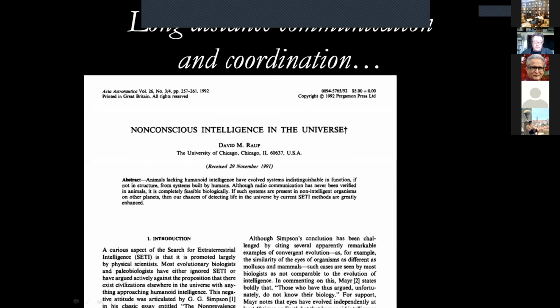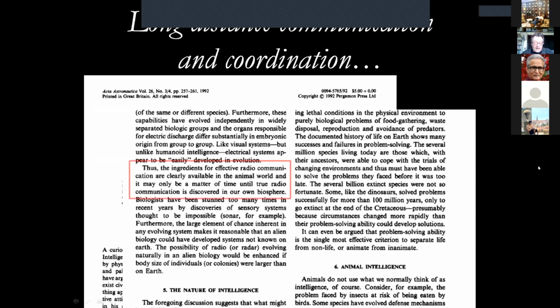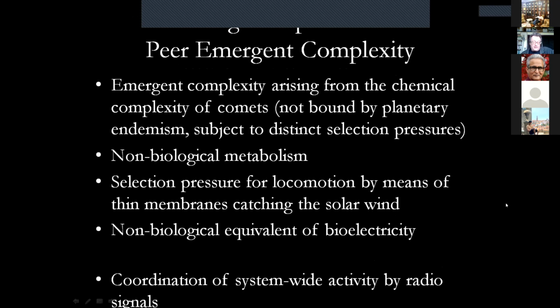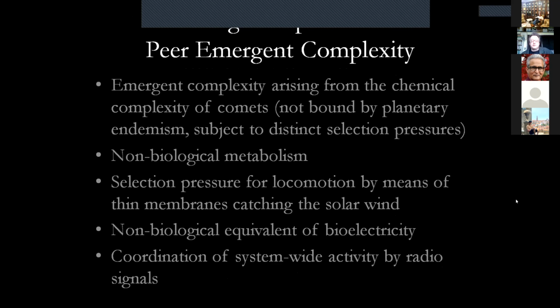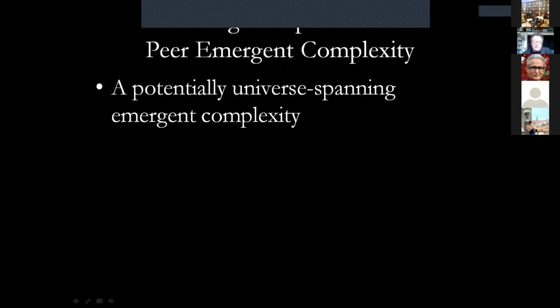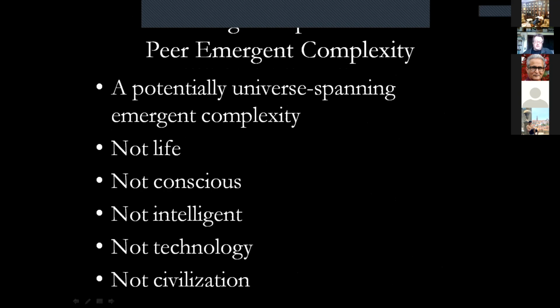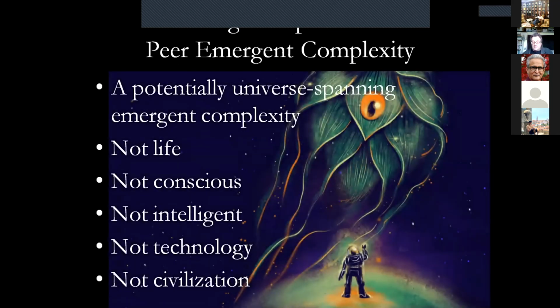And one more item here, from an interesting, widely cited paper by David Ropp in 1992, where he noted that he thought it was pretty much inevitable that we would eventually discover radio communication in our own terrestrial biosphere. We know bioelectricity is fairly widely represented in the biosphere. There are several different biological pathways to bioelectricity. So we add that to our list here, and we have a non-biological equivalent of bioelectricity plus a coordination of system-wide activity by radio signals, and we get a potentially universe-spanning emergent complexity that is not life, not conscious, not intelligent, not technology, and not civilization.